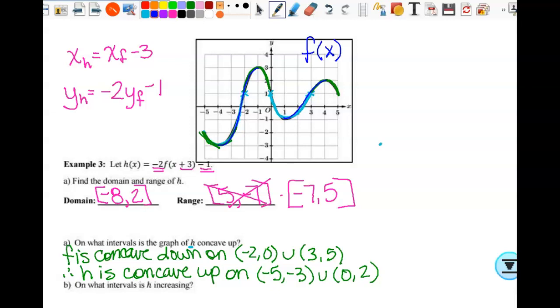No, so since we reflect in the x-axis, we actually want to look at when F is decreasing, and F is decreasing from here to here, from here to here, and from here to here. Probably should use a different color there. Okay, that makes sense to you? Do you understand why we're looking at decreasing even though the question says increasing? I feel like y'all are not awake today.